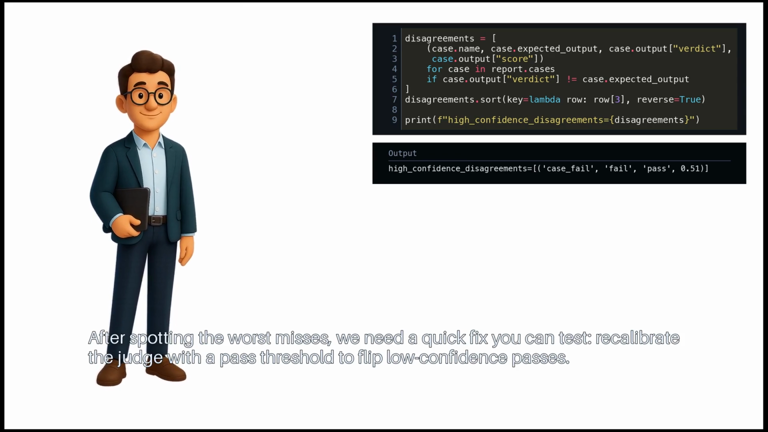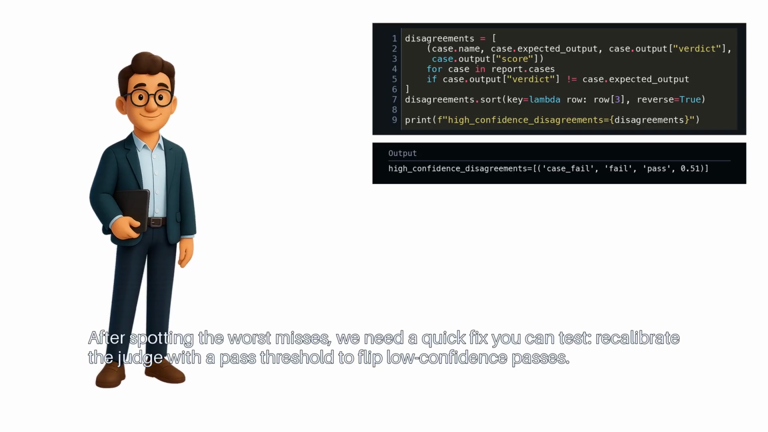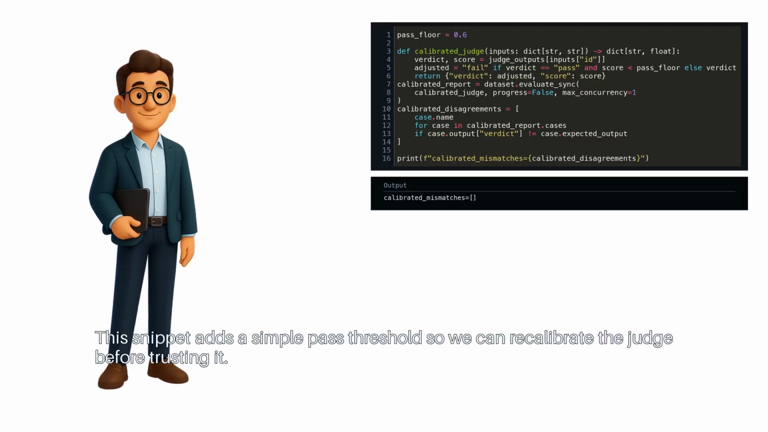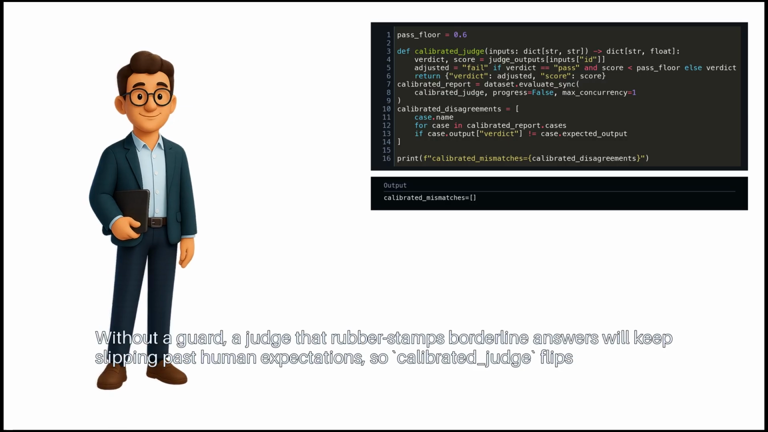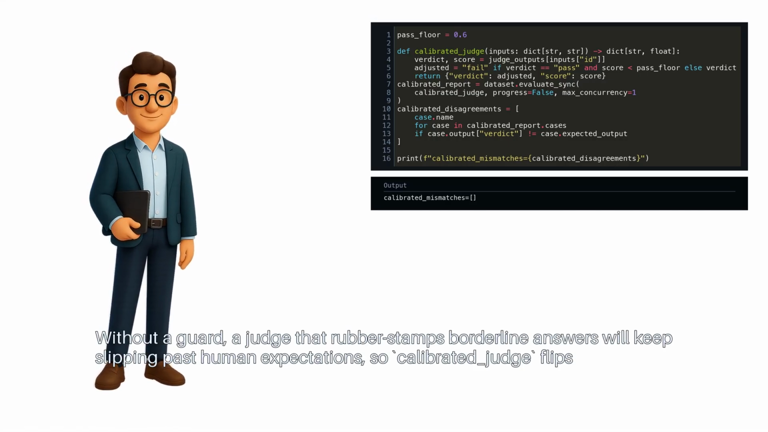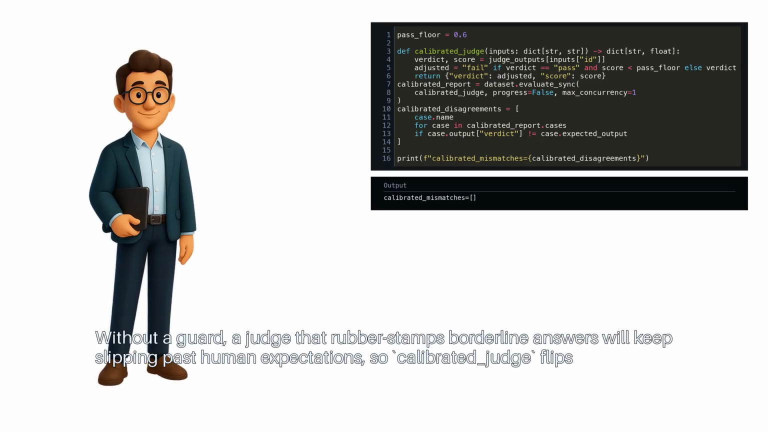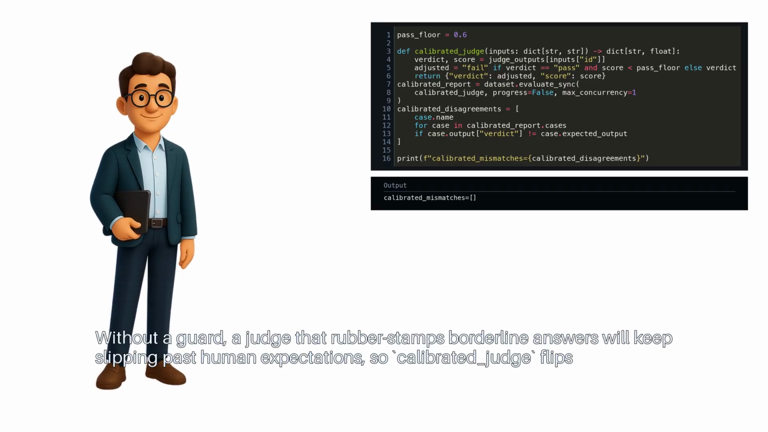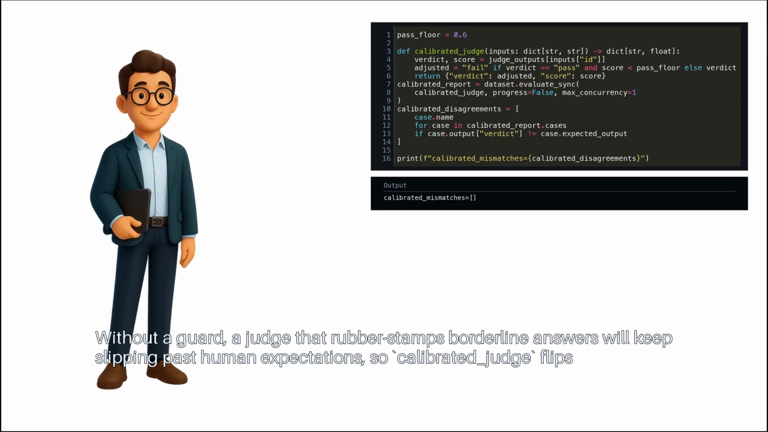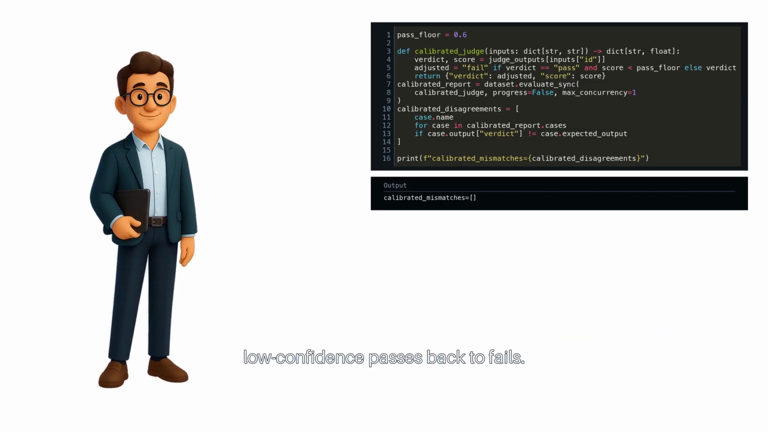Recalibrate the judge with a pass threshold to flip low confidence passes. This snippet adds a simple pass threshold so we can recalibrate the judge before trusting it. Without a guard, a judge that rubber stamps borderline answers will keep slipping past human expectations. So, the calibrated judge flips low confidence passes back to fails.